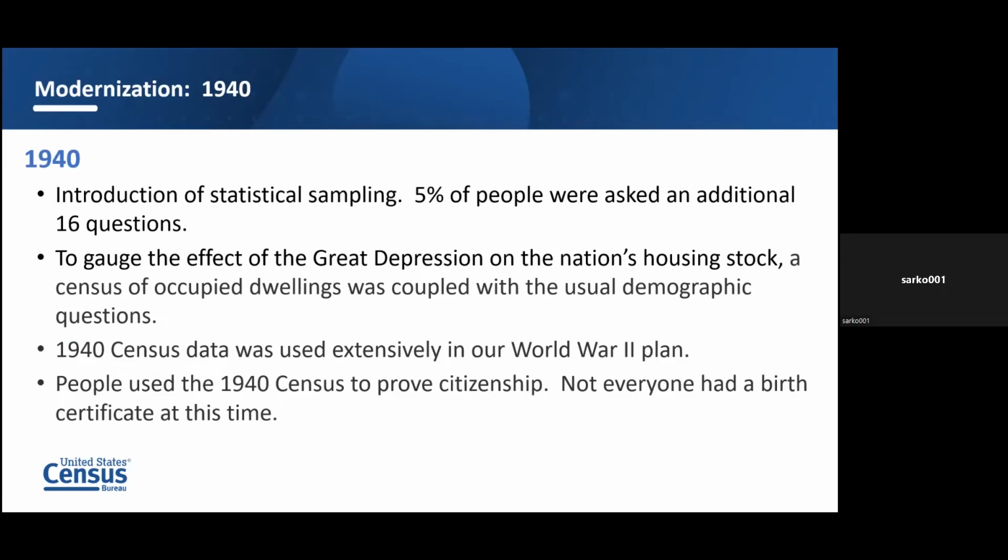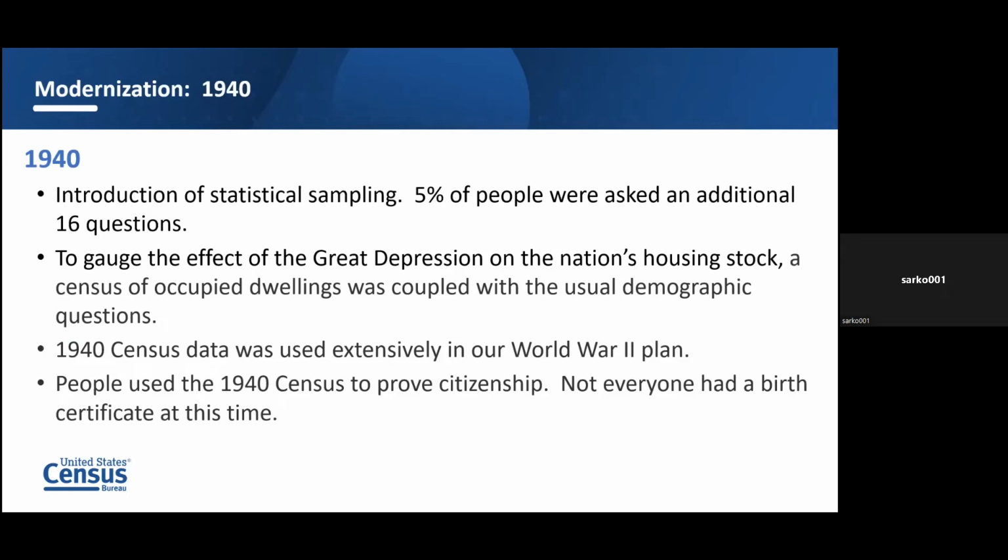To gauge the effect of the Great Depression on the nation's housing stock, a census of occupied dwellings was coupled with the usual demographic questions. One of the things they wanted to look at was the need for public housing programs.